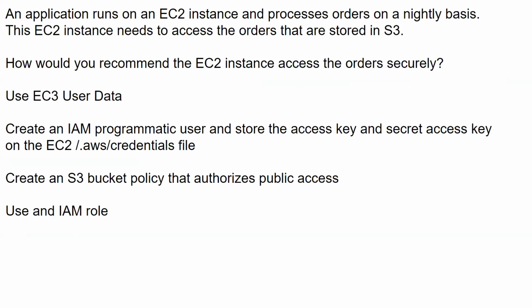The application runs on an EC2 instance and processes orders on a nightly basis. The EC2 instance needs to access the orders that are stored in S3. How would you recommend the EC2 instance access the orders securely? Use EC3 user data. I don't know what EC3 user data is. Okay. Maybe that's supposed to be EC2. Create an IAM programmatic user and store the access key and secret access key on the EC2 AWS credentials file.